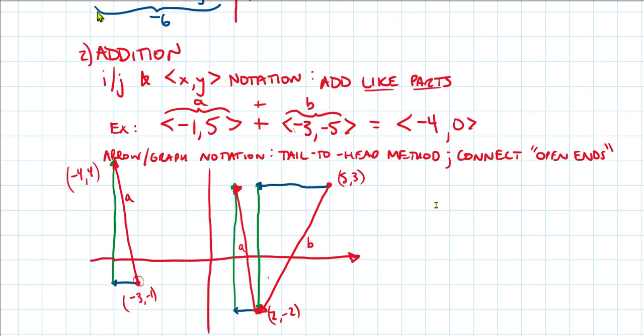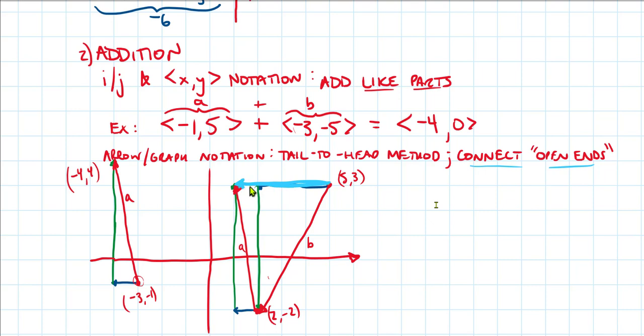And the way that I add is, and this is where color coding would come in really handy, but again, if you don't have color coding, just do your best. What I do is I connect the open ends to form a new vector. So my new vector is going to go from the open tail to the open head. That tail of vector B to that head of vector A. That vector right there, that is the sum of vector A and vector B.